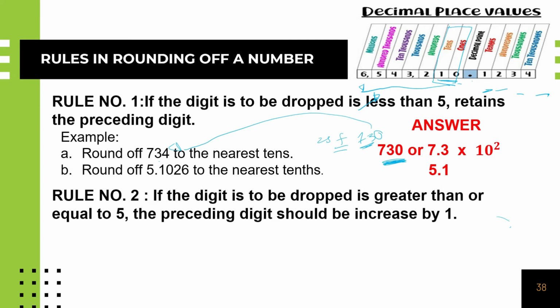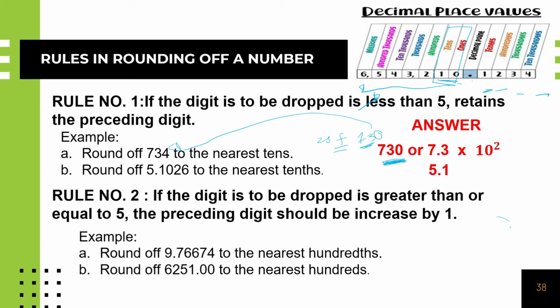Next is rule number 2. If the digit to be dropped is greater than or equal to 5, the preceding digit should be increased by 1. Round off 9.76674 to the nearest hundredths. So the answer must be 9.77. So we have the nearest hundredths, 2 decimal places. Okay, since this is 6, we add one here. That is why it became 9.77.